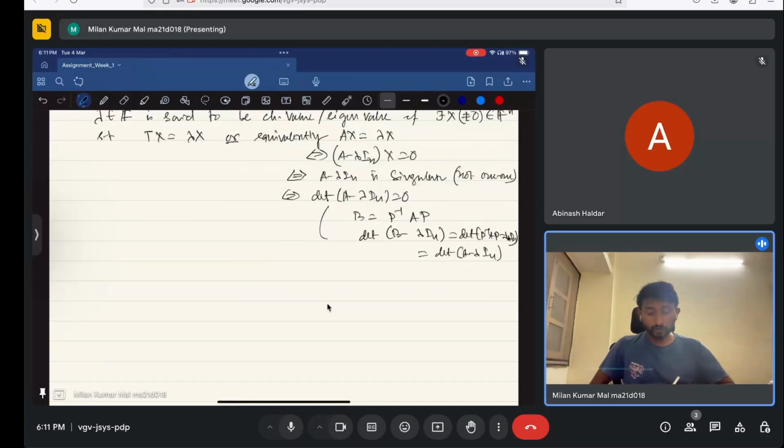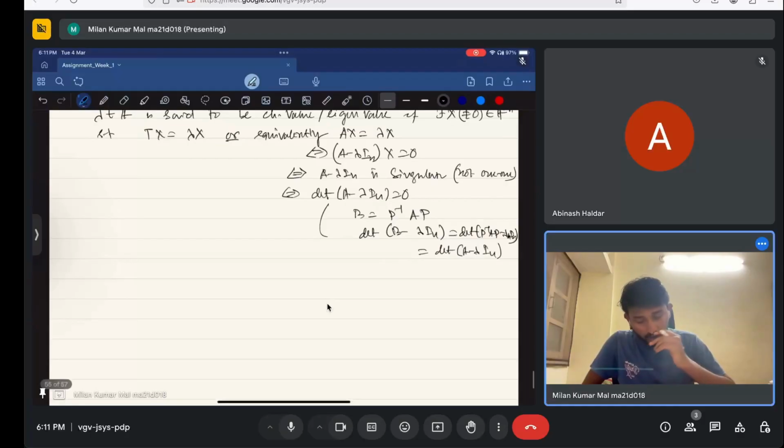Also we have discussed that for a linear operator T, the matrix representations corresponding to different ordered bases are similar to each other. Therefore the characteristic polynomial is fixed for a linear operator T on a finite dimensional vector space V.